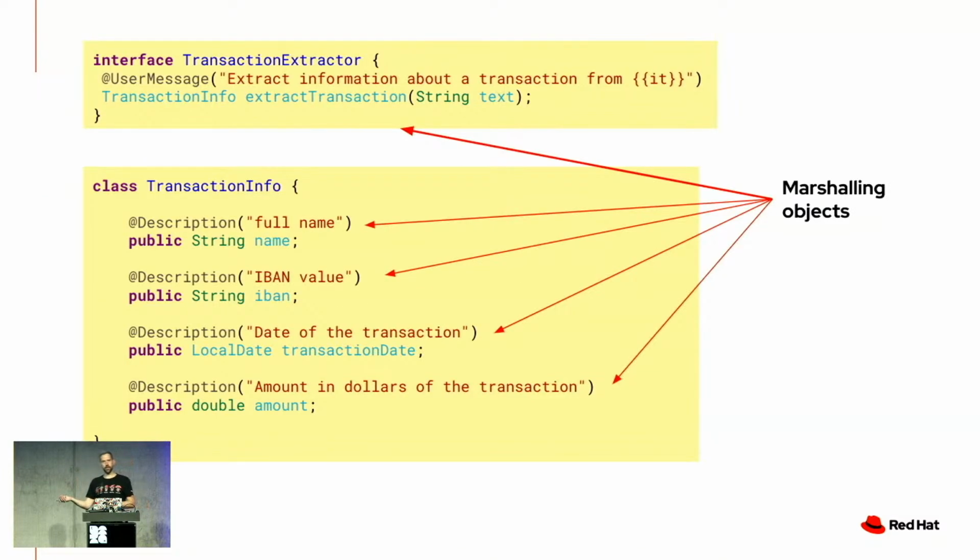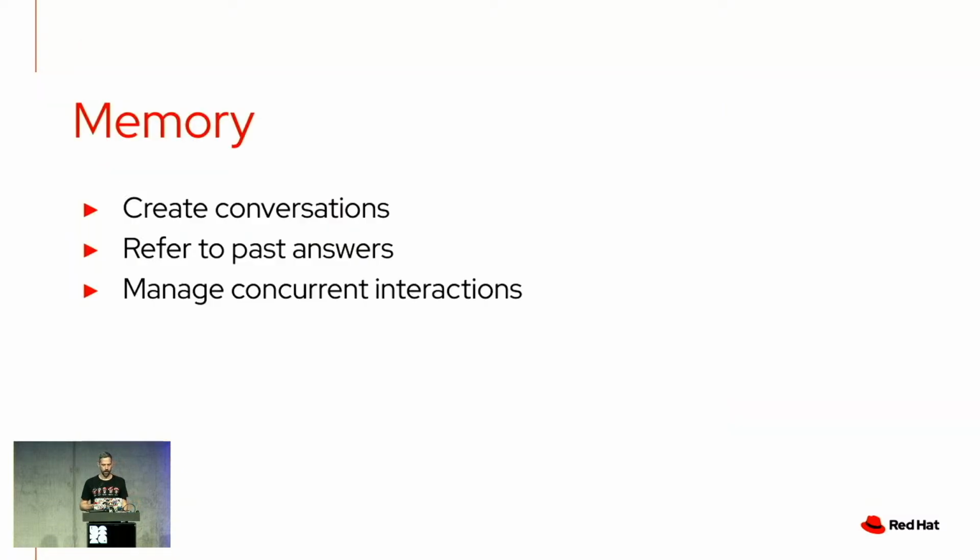And then going a little bit further, you can also just marshal objects. You can say, hey, extract information about a transaction from something, and LangChain4j and the model response is actually able to translate that to specific components or objects in your code. So that's very handy as well. So prompting is the first concept in LangChain4j.